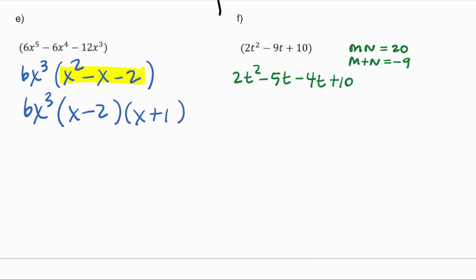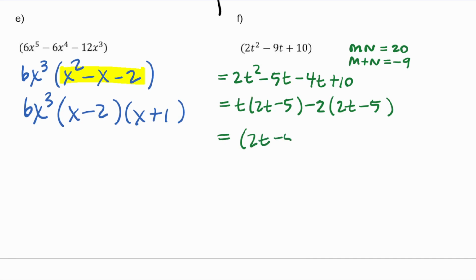Okay. And so then I will say, what can I factor out of 2t squared minus 5t? Well, I think just the t. And then negative 4t plus 10, I'm going to factor out a negative 2 from that. And then I'll be left with a 2t minus 5. Yeah, that was the thing to do. And then I'll factor the binomial, 2t minus 5, and I'll be left with a t and a minus 2, and that's fully factored.